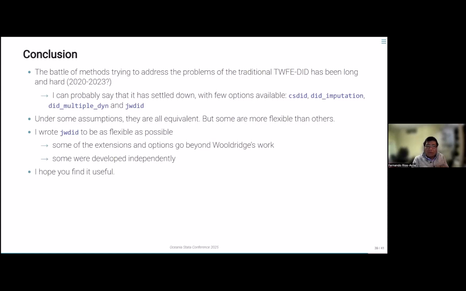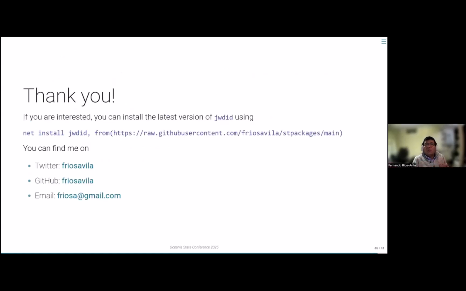And to some extent, I was able to get extensions that went beyond what Professor Wooldridge proposed, or to some extent that we both developed independently, in my case from the applied approach, whereas Professor Wooldridge has been doing this more from the theoretical approach. In any case, I hope you find it useful. I will share all of these. And if you want to install the command using some of the latest features that I mentioned, you will have to download it from my repository. I just haven't had time to push it to SSC. Thank you very much.